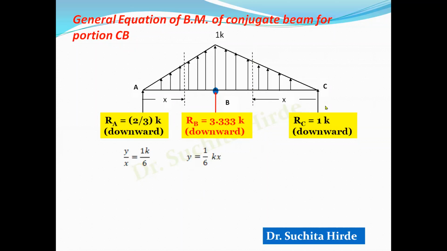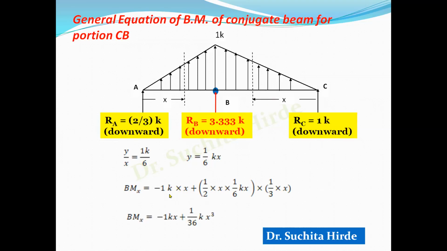So it is equal to this reaction multiplied by distance plus this force multiplied by its distance from the CG. If you write it, we get minus K into x, because this reaction is downward, plus the area of this triangle, half base into height, multiplied by 1/3 of x. If you simplify this, you will get these equations. Now these are the bending moment equations.